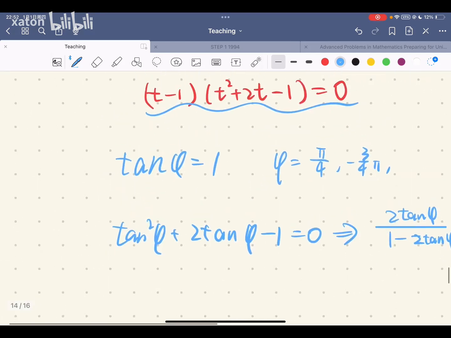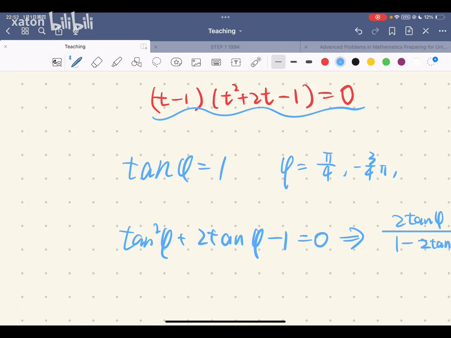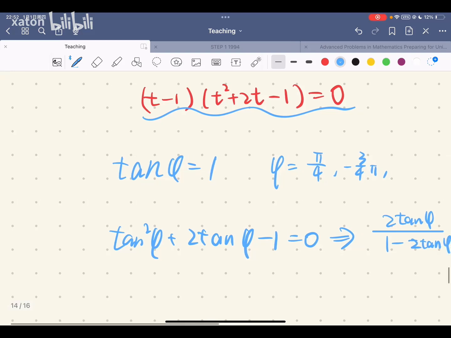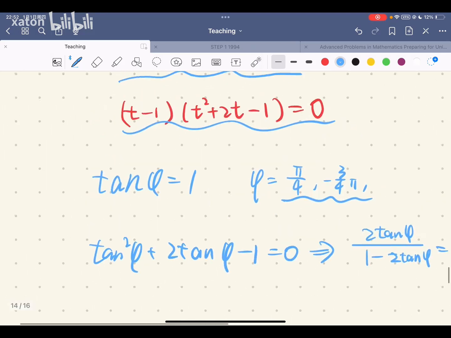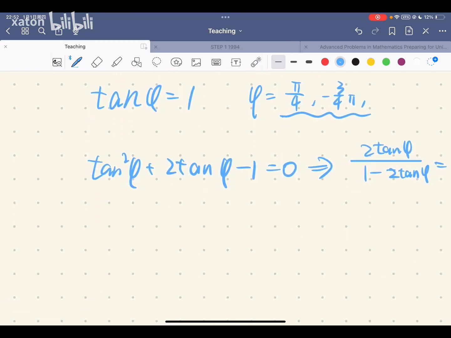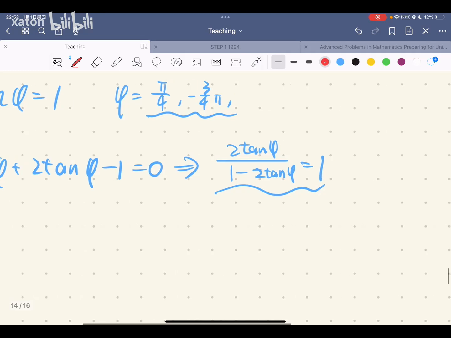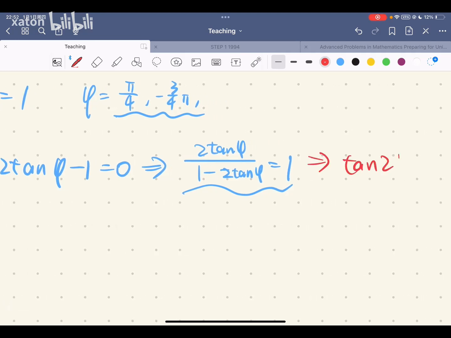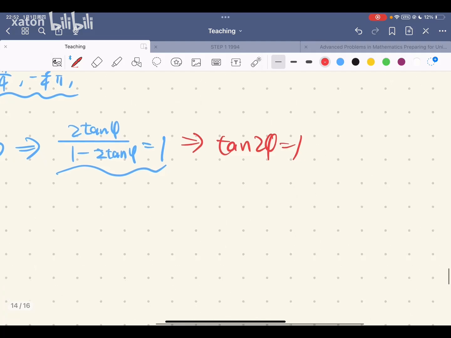The first thing is tangent phi equal 1. So in the interval, we have only pi/4 and minus 3/4 pi. For the next one, tangent square phi plus 2 tangent phi minus 1 equals 0. We have some inspiration from the previous questions. We try to make it into the tangent 2 phi form, so it simplifies the calculations. This gives us tangent 2 phi equal 1.